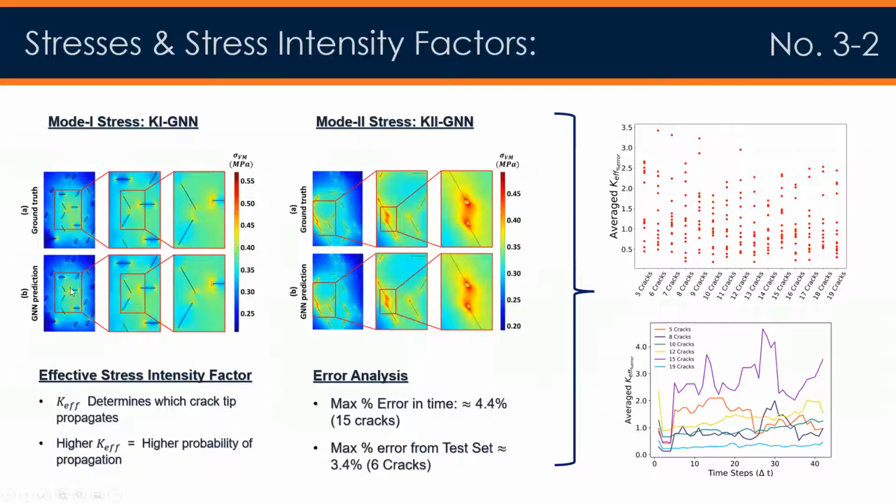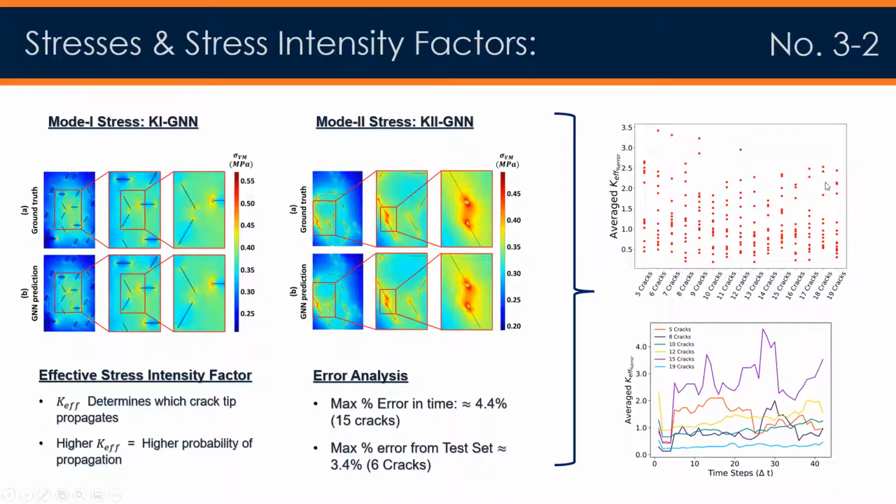So the first quantitative error analysis that we performed was for the prediction of K1 and K2 GNN. And for this, we use the effective stress intensity factors. The effective stress intensity factor is an important prediction because it essentially defines the propagating cracks. So the crack tips that have a stress intensity factor larger than the critical stress intensity factor are more likely to propagate. Similarly, if you have 2 cracks like shown here, you can see that they probably have a high effective stress intensity factor between them. So at the next time steps, these 2 cracks are more likely to connect.